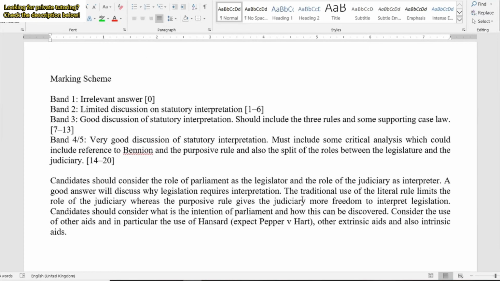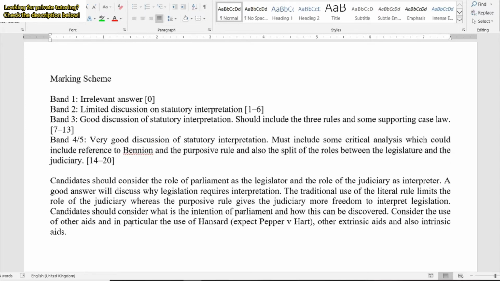So the next part is, I want to just go through the marking scheme with you all first, very fast. We will just skip bands 1, 2 and 3, nothing much. Band 4 and 5 onwards, you can see here: very good discussion of statutory interpretation must include some critical analysis, which could include reference to Bennion and the purposive rule, and also the split of the roles between legislature and the judiciary.